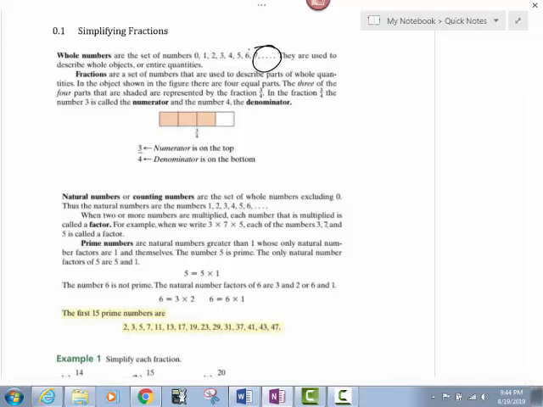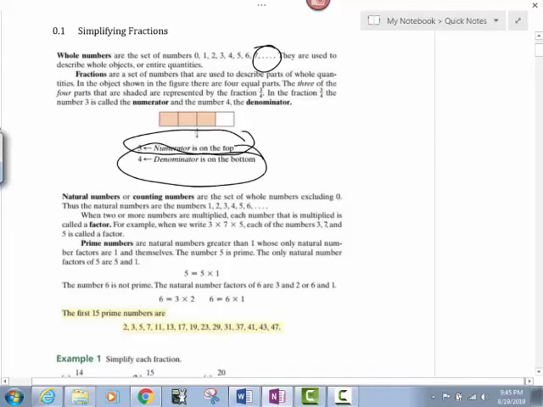In the object shown in the figure, there are 4 equal parts. 3 of the 4 parts that are shaded represent the fraction 3/4. In the fraction 3/4, the number 3 is the numerator, the number 4 is the denominator. So again, the numerator is the number on the top, and the denominator is the number on the bottom. Natural numbers or counting numbers are like the set of whole numbers, except we don't have 0. We start counting at 1. So 1, 2, 3, 4, 5, 6, so on and so forth.